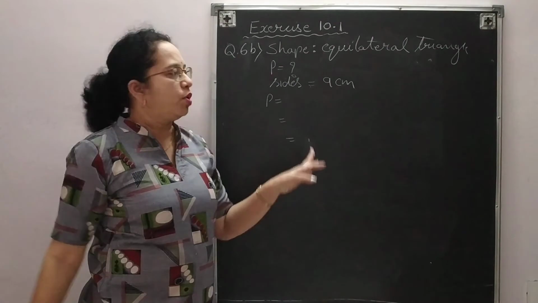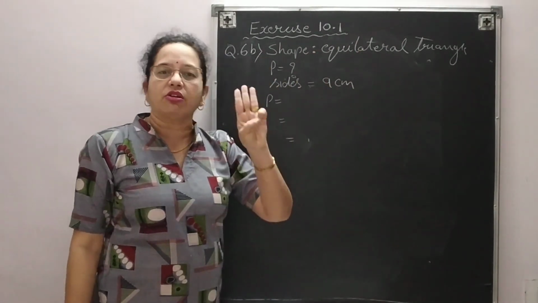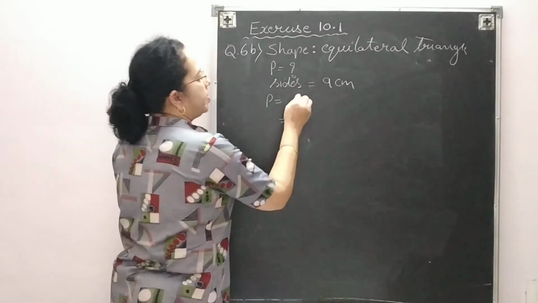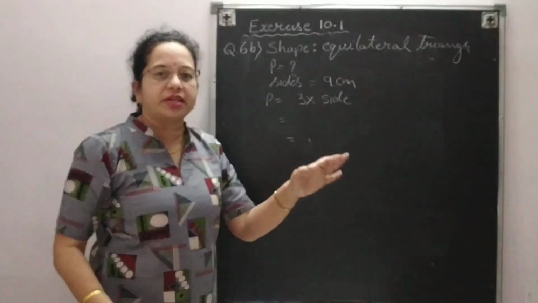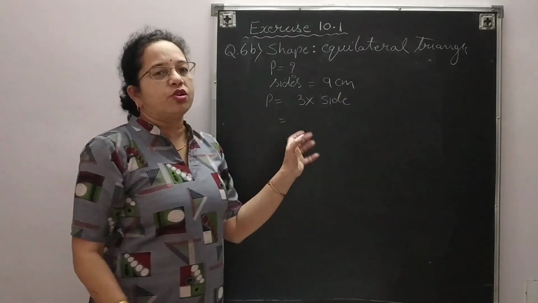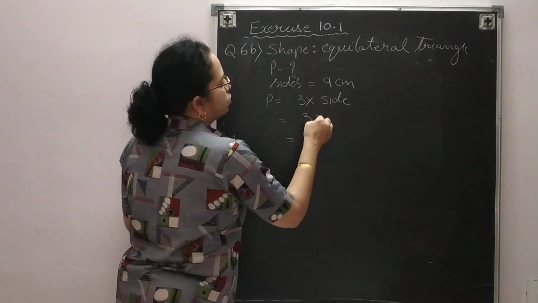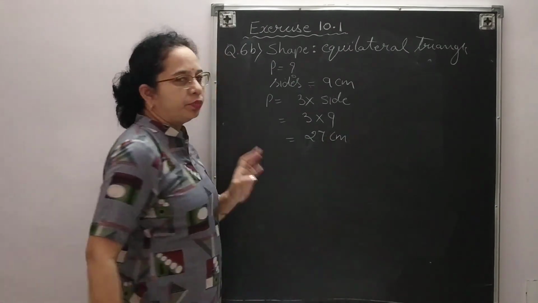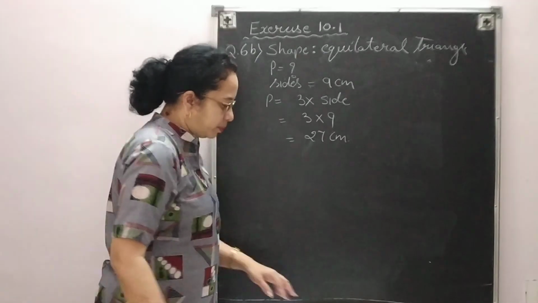So what is the formula for the perimeter of an equilateral triangle? Equilateral triangle means all the three sides are the same. So instead of adding 3 times, directly you can multiply by 3. If you are adding 3 times 9, then also it is correct. But instead of adding 3 times, we will multiply by 3. So just substitute the value. 9 3s are 27 centimeter. So the perimeter of the equilateral triangle is 27 centimeter.